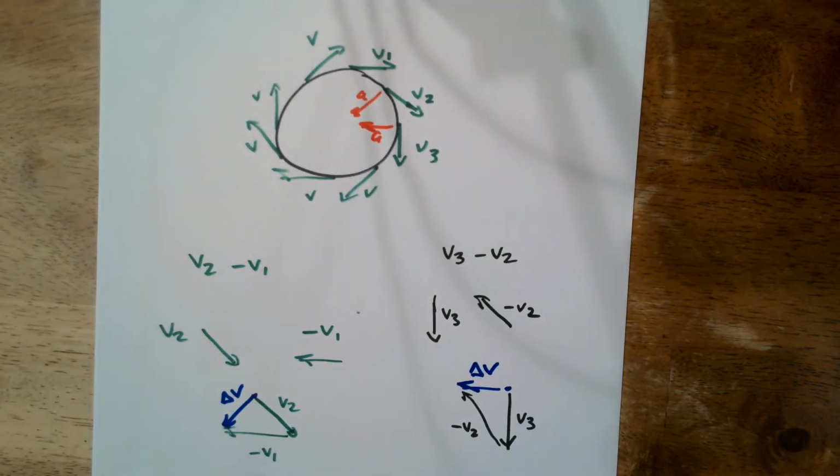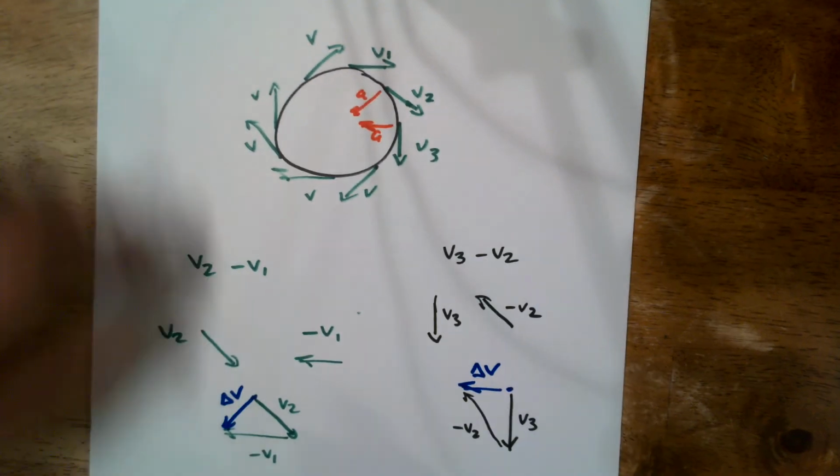What you're always going to find is you can do this process with any two adjacent vectors, and your acceleration should be directed towards the center. So your velocity is always tangent, and your acceleration is directed towards your center.